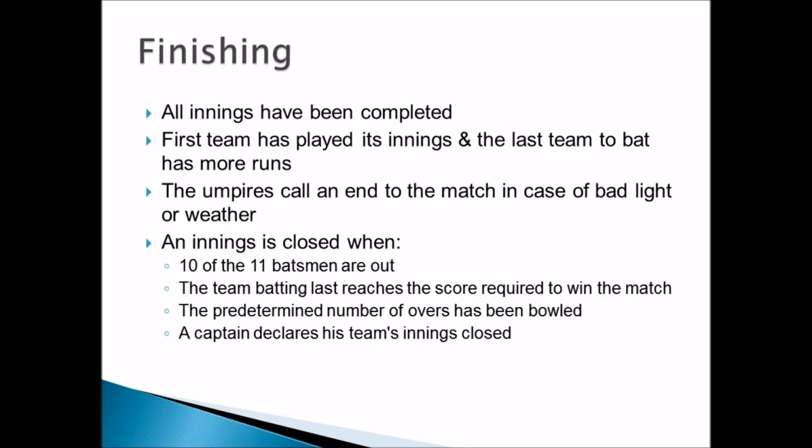An innings is closed when 10 of the 11 batsmen are out, have been dismissed. In this case, the team is said to be all out. Or the team has only 1 batsman left who can bat, 1 or more of the remaining players being unavailable owing to injury, illness or absence. Again, the team is said to be all out.